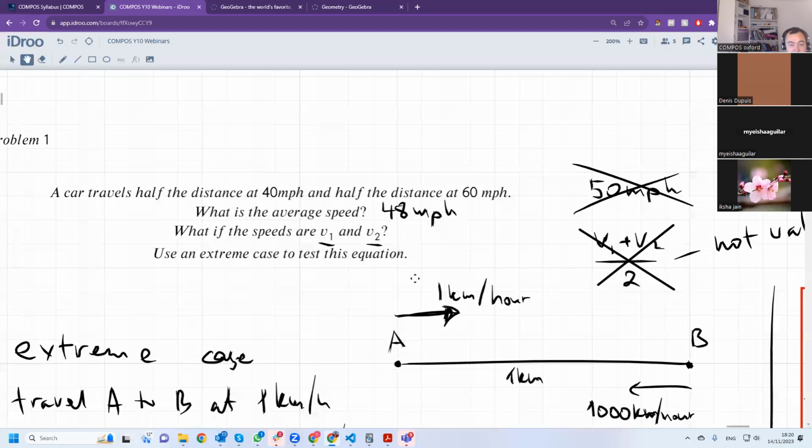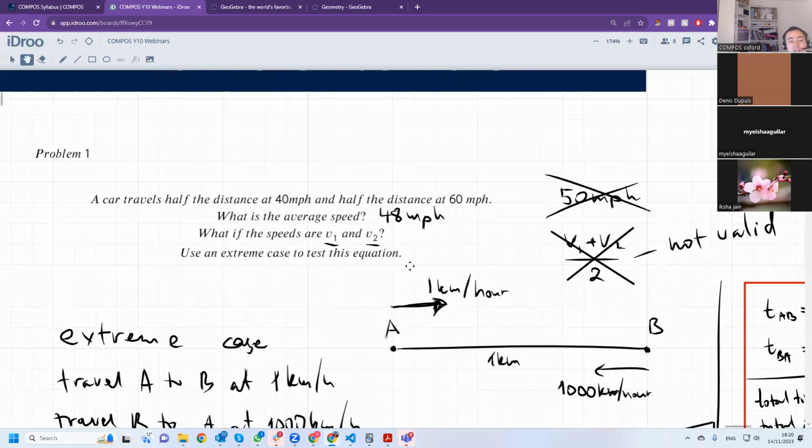Now, why did the first formula not work? Does somebody have an answer why the first formula didn't work? Yes, Iksha and Iksha, so both of you are correct.